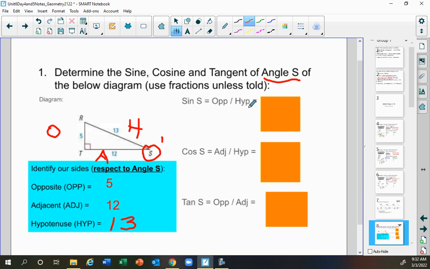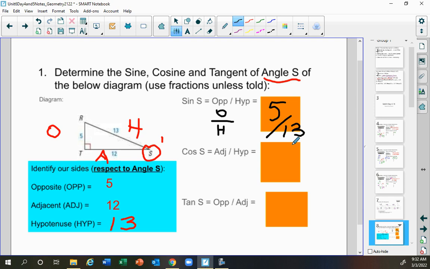Now, let's do this. Sine is opposite over hypotenuse. So what's our opposite? What number? Look at angle S. What was the opposite? It's right here. So in the end, it's going to be 5 over 13 because it's O over H. 5. Now, you can leave it as a fraction. I'm okay with that.